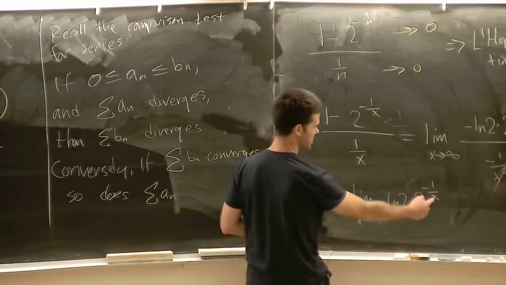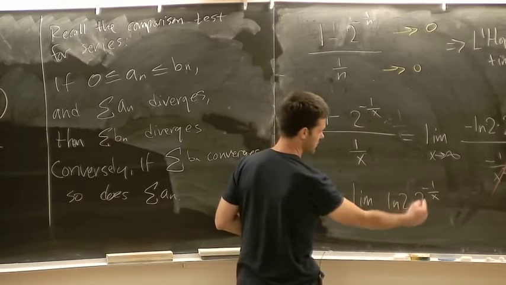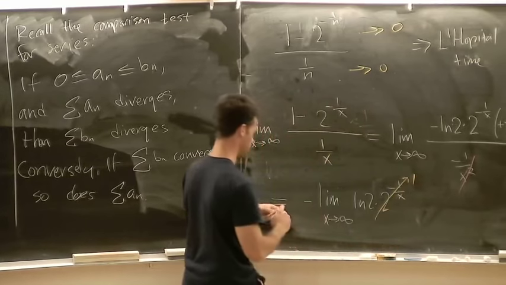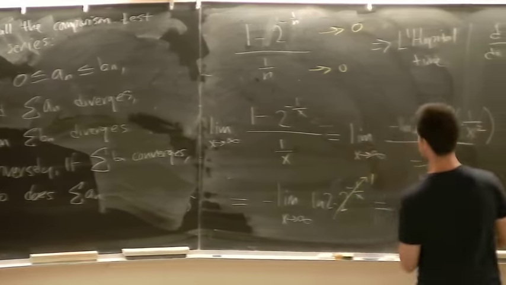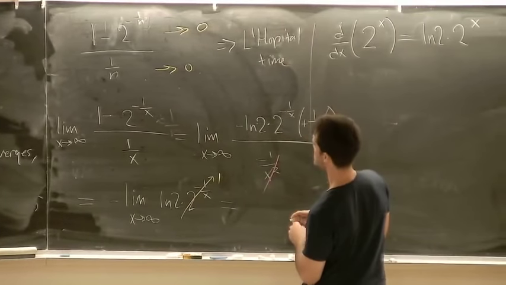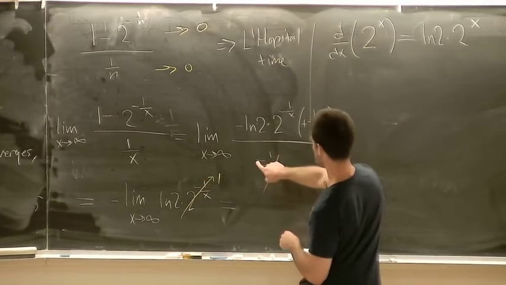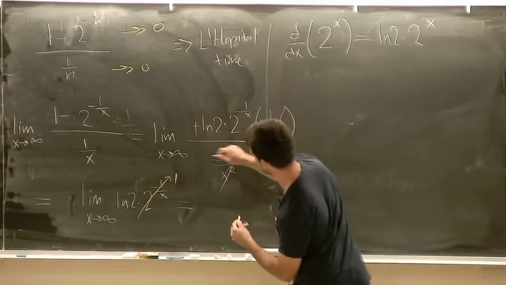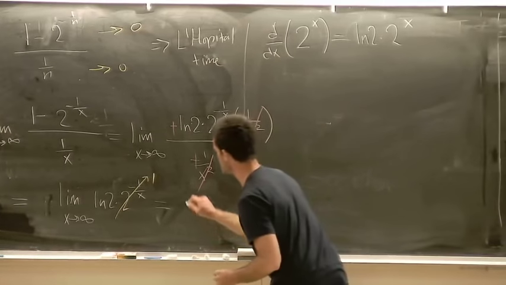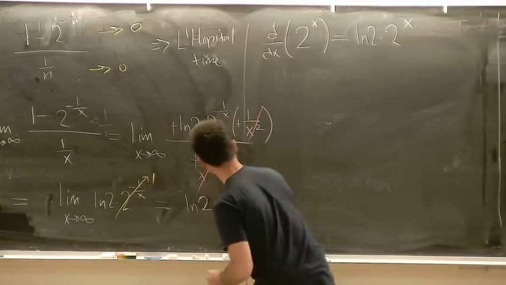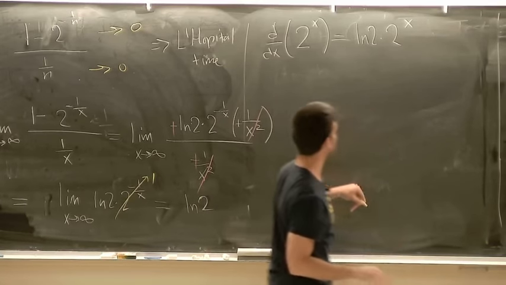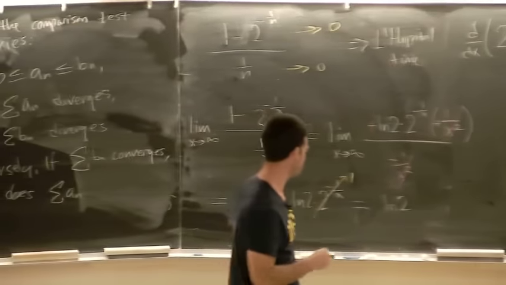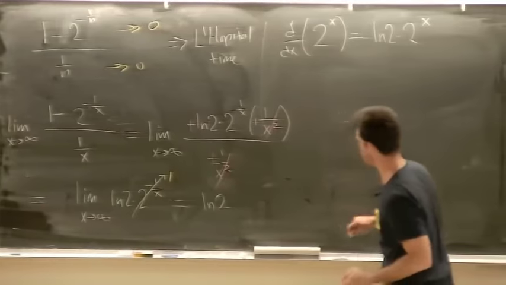As x goes to infinity, this exponent goes to 0, so this goes to 1. So we just get, am I missing a minus sign somewhere? Oh, this one, oops. There we go. These minuses cancel each other out. Good. Did not expect a negative answer. So we just get ln2, which puts us once again in the first possibility for the limit comparison test, a positive finite number.